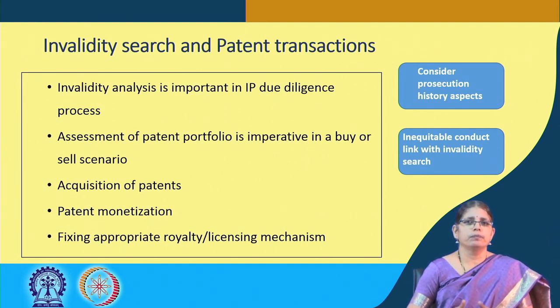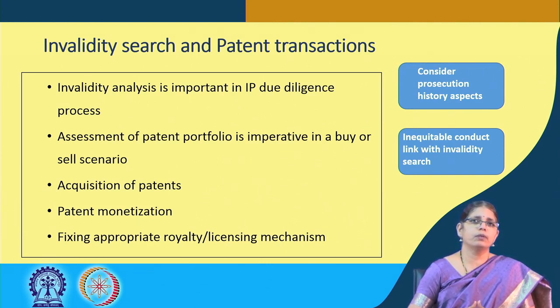The third area, which is again important in relation to why invalidity searches are performed, is the area of patent transactions. As we all are aware, one of the important aspects of a patent right is its ability to be used as a property. Patent is a bundle of rights, and therefore it has the notion of property rights. One can license out inventions, one can sell a patent. So, when you are looking at a whole series, a portfolio of patents, this scenario becomes even more predominant.